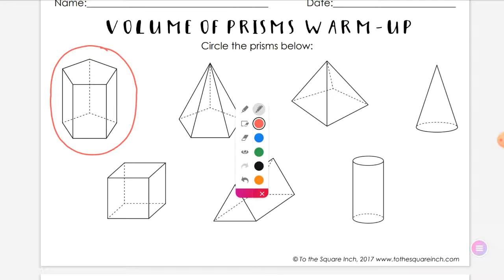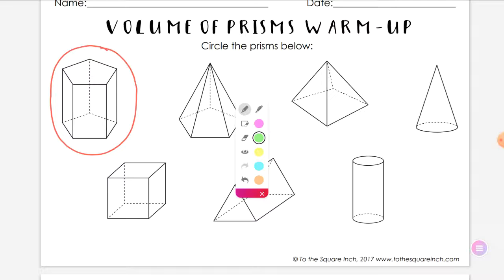Can someone name it? Who thinks they know the name of the prism? A pentagonal prism, because it has two pentagon bases and it has rectangular faces. Now, pick up your highlighter. I'm going to show you something new. If we were solving this, it is a prism, so we can find the volume of it. Where would we get hung up trying to find the volume of a pentagonal prism?